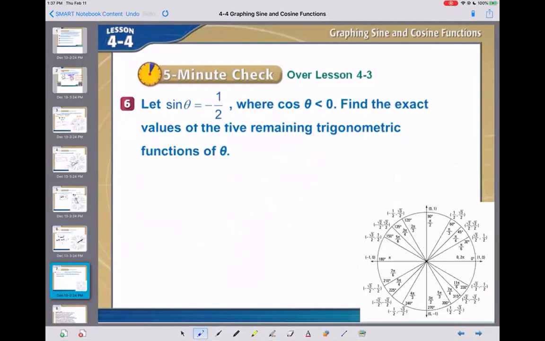And last one, number 6. It says sine is -1/2. I want to remind you.